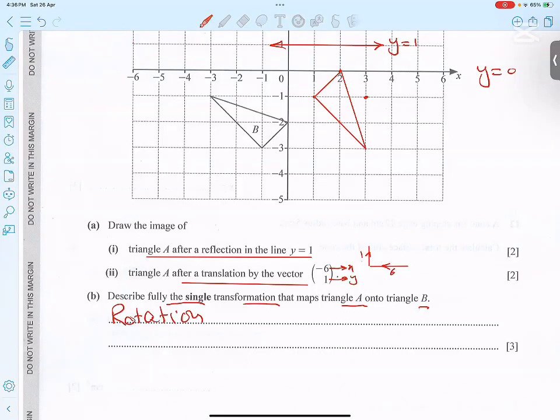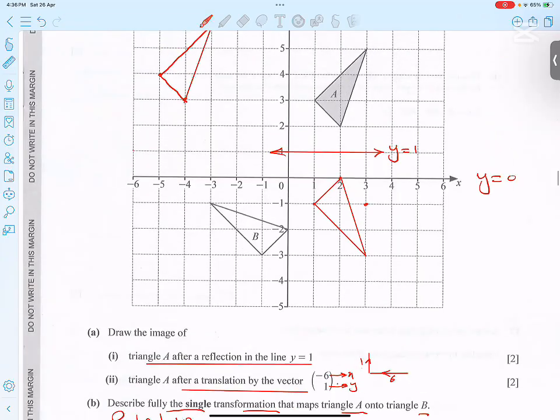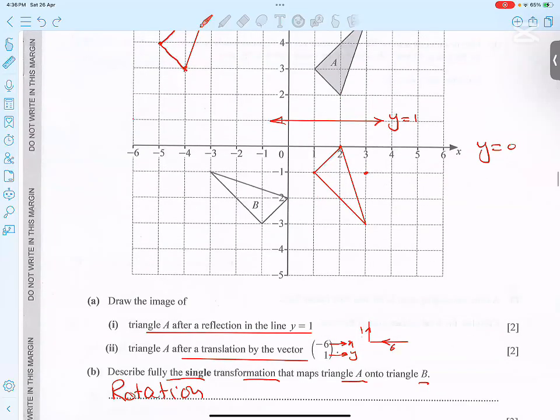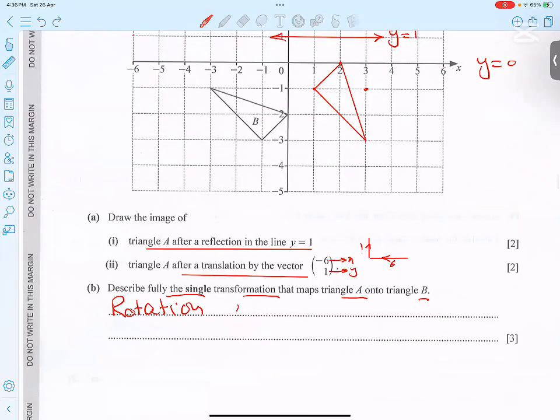And how much angle? You guys check it. Join this here, and this join with that. And what is the angle between these points? This is 100% 90 degrees. You can guess it here. How much angle? 90 degrees. And A onto B. So rotation 90 degrees, anti-clockwise.